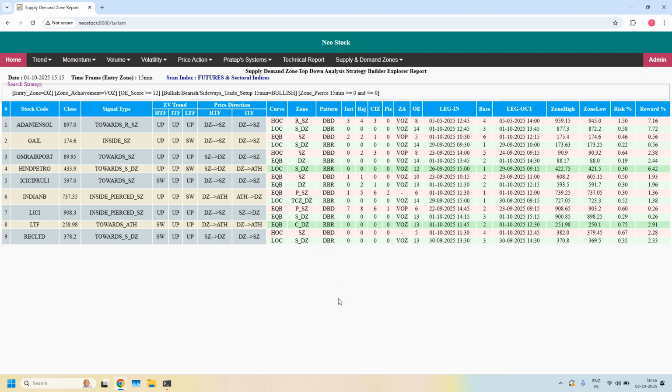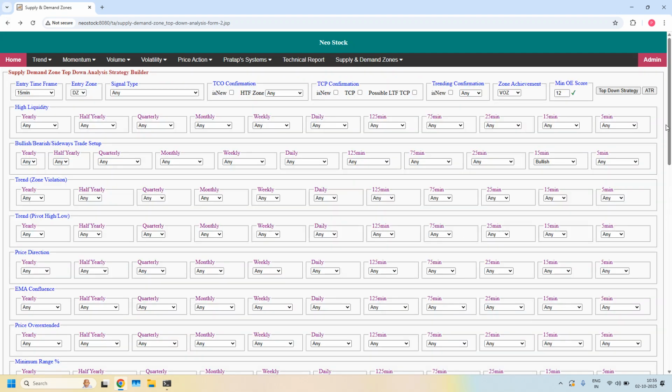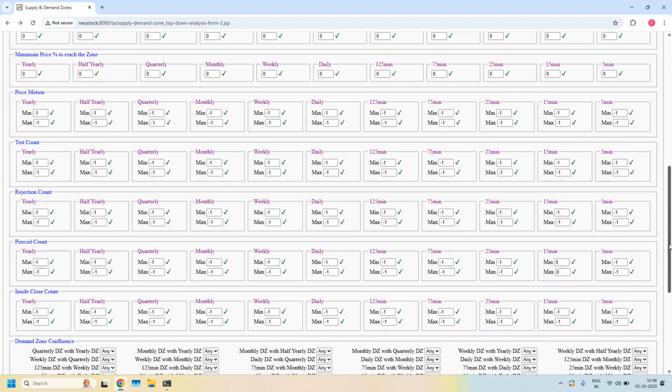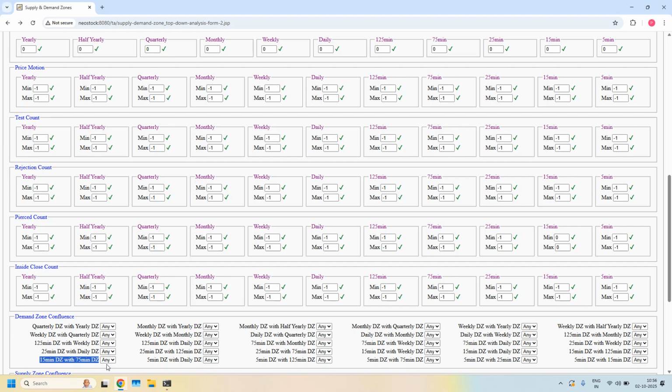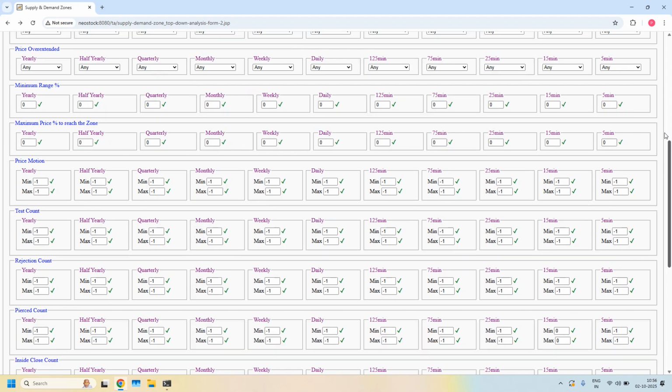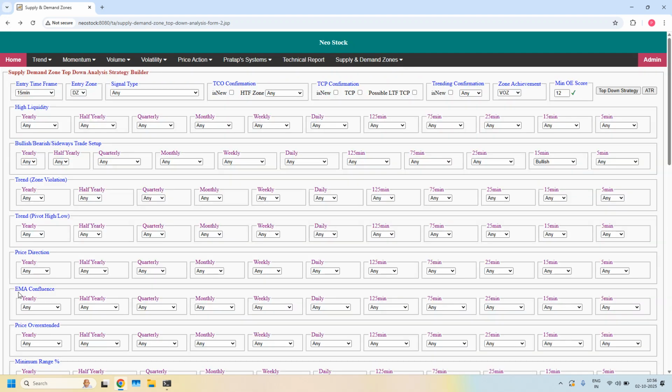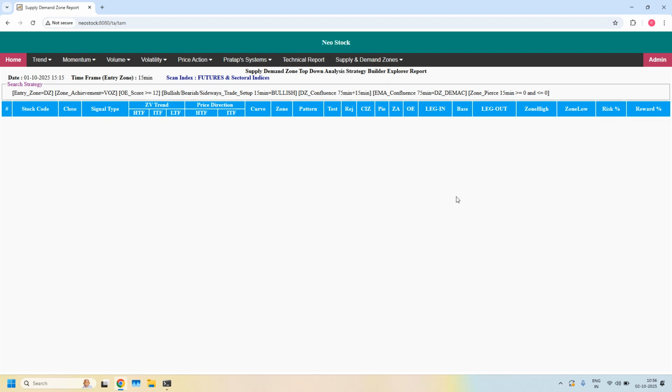Let us identify high probability trade setup zones from this list. First filter is LTF and ITF demand zone confluence, that is 15 minutes and 75 minutes demand zone confluence. We got 6 stocks. In all the 6, these 15 minutes demand zones are overlapped with 75 minutes demand zone, and 75 minutes trend, ITF trend, is uptrend. We can further filter based on 75 minutes demand zone having daily EMA confluence. No stocks, no high probability.